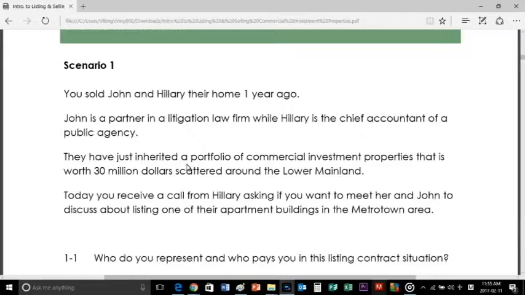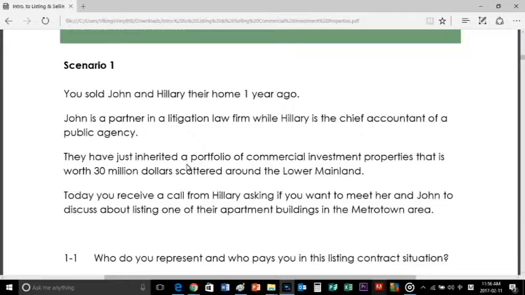Scenario 1. You sold John and Hillary their home 1 year ago. John is a partner in a litigation law firm, while Hillary is the chief accountant of a public agency. They have just inherited a portfolio of commercial investment properties that is worth $30 million scattered around the Lower Mainland. Today you receive a call from Hillary asking if you want to meet her and John to discuss listing one of their apartment buildings in the Metrotown area.